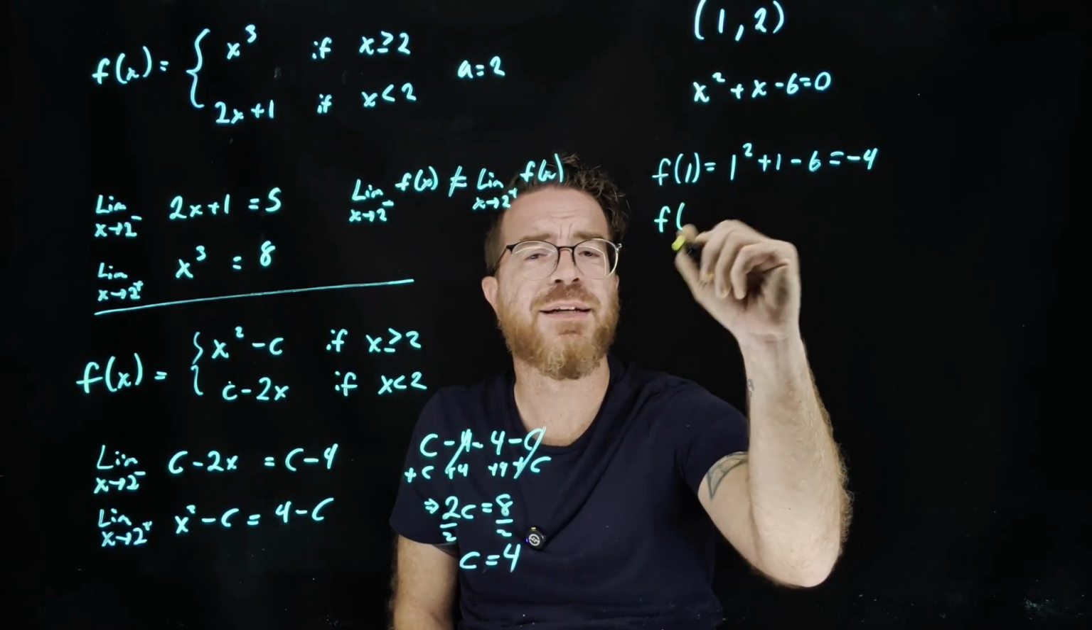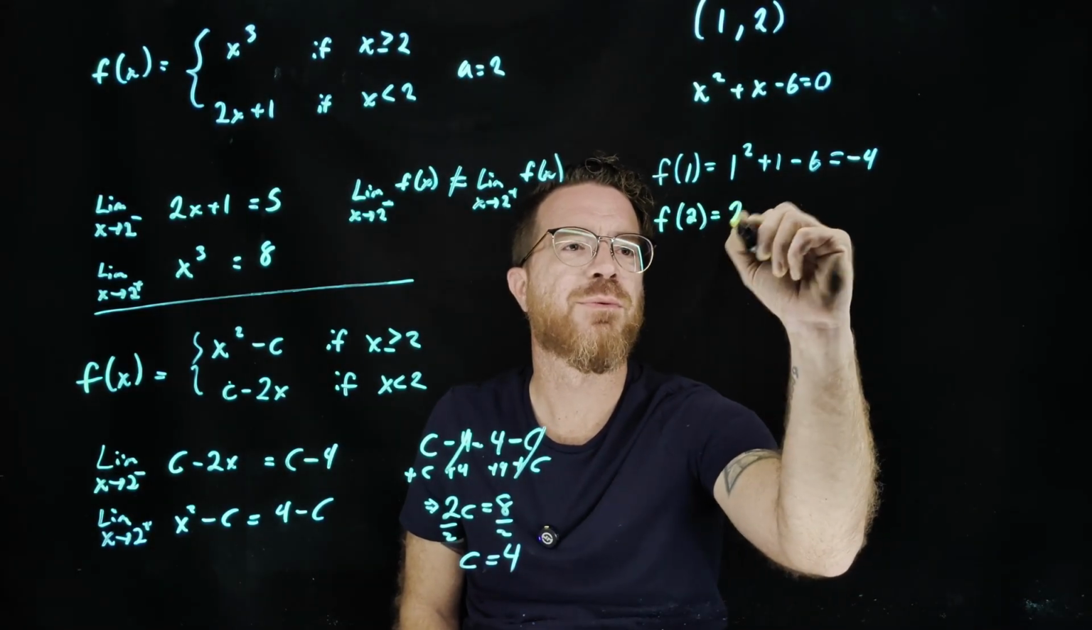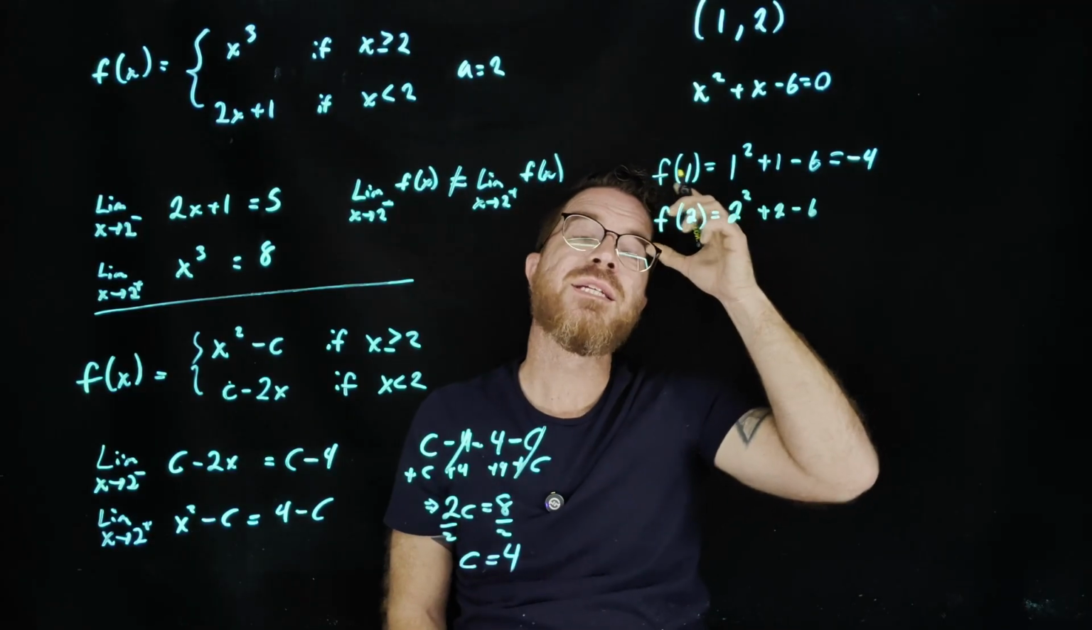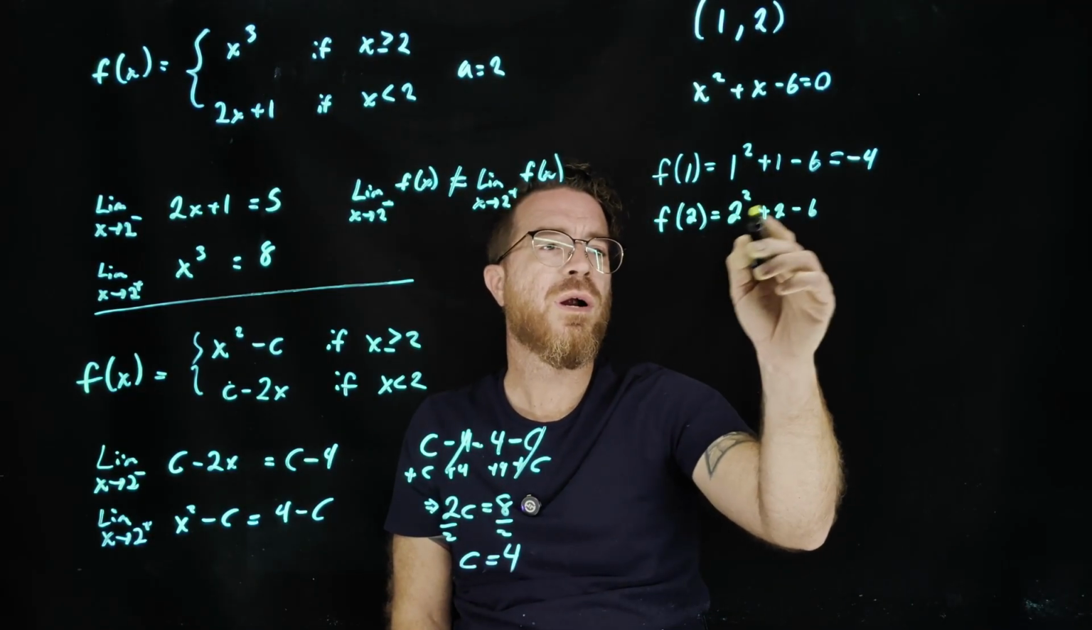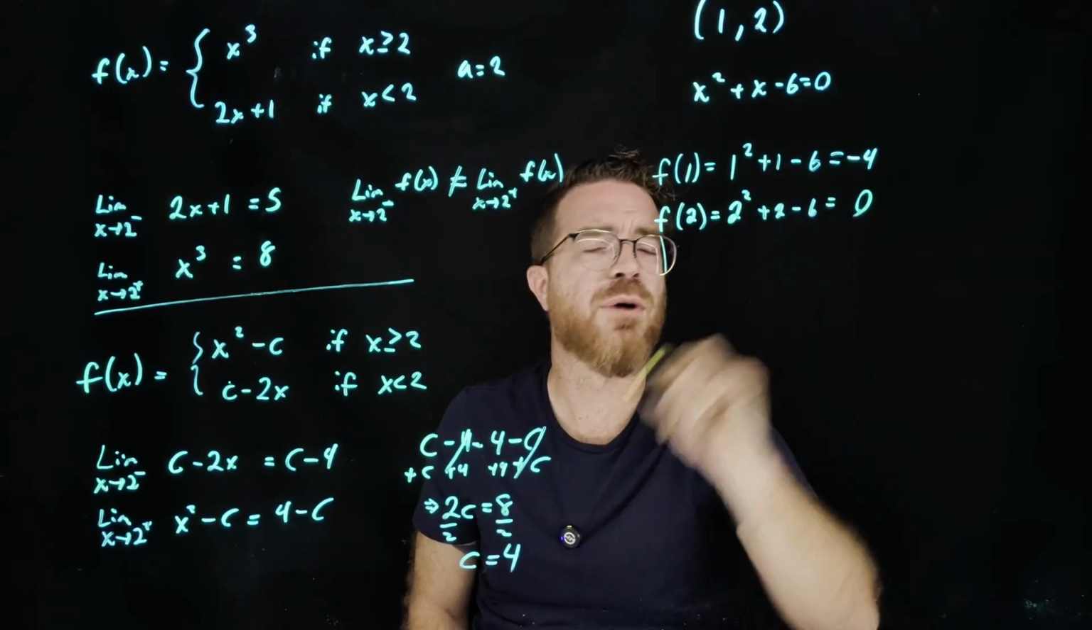And then we're going to check our right-hand boundary. So we have f of 2. Now we're going to plug a 2 in for each of these. We're going to get 2 squared plus 2 minus 6. So this is going to be 2 squared is 4, plus 2 is equal to 6, minus 6 is equal to 0.